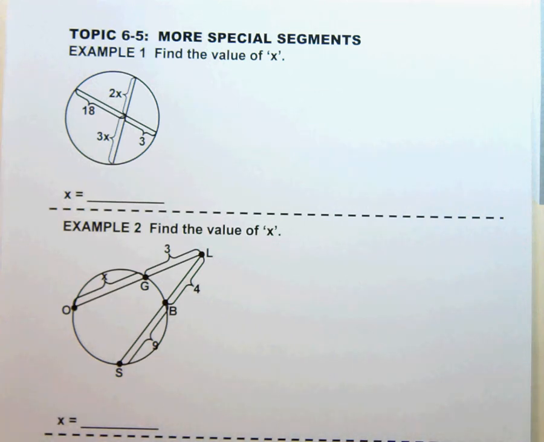Okay, topic 6.5. We're going to do more of the theorems that we learned in topic 6.4. We're going to use those to work through some examples. We're going to use those same theorems. If you look at the first one, it's two chords. And the theorem was that you take the product of each chord and set them equal.